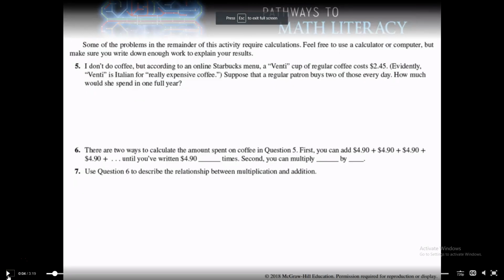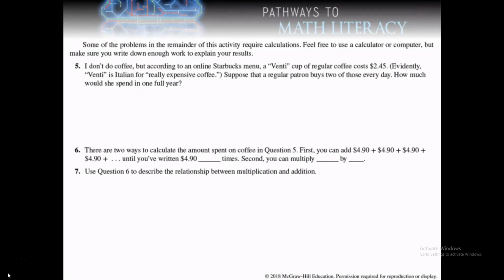In 5, we're asked, if someone buys 2 cups of coffee at $2.45 a piece every day, how much does she spend in one full year? Well, first of all, $2.45 each times 2 cups a day is $4.90 a day. And then there are 365 days in a year, so $4.90 times 365 gives us $1,788.50 per year.